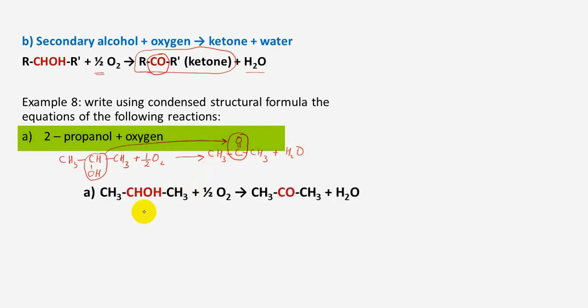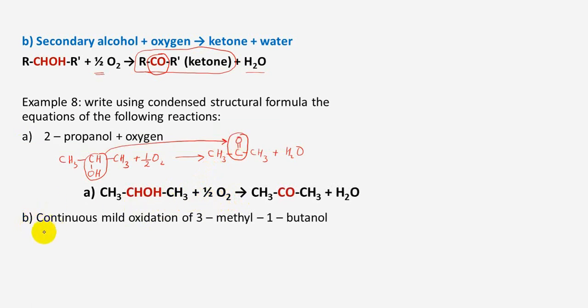So the equation is written as CH3CH2OH plus half O2. This is the product of the reaction. Another example, as we see here, he gave as a condition a continuous mild oxidation. He mentions that there is a continuous mild oxidation of 3-methyl-1-butanol.